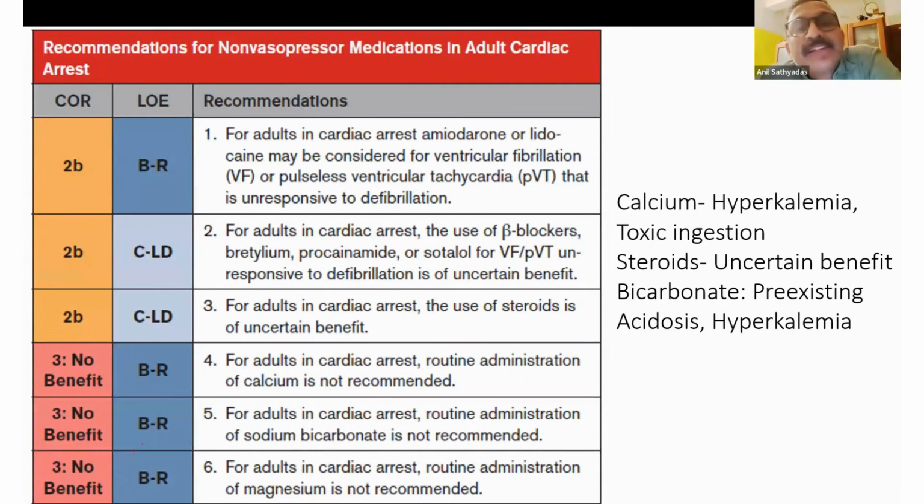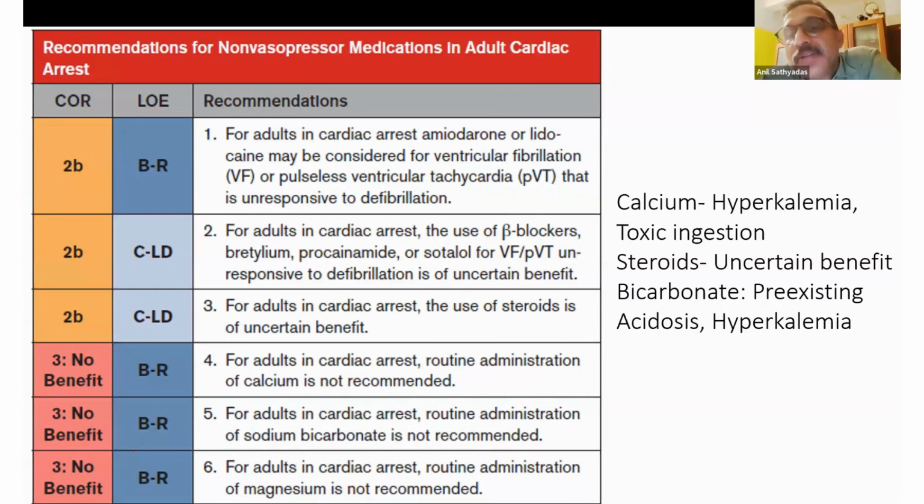Then we come to other drugs like calcium. Calcium you can give for hyperkalemia because it acts as a physiological antagonist. Calcium gluconate. For hyperkalemia as well as for toxic ingestions like calcium channel blockers and beta blockers, you can give calcium to counter that. And steroids are not recommended. They have very uncertain benefit in cardiac arrest. I think steroids are very commonly one drug that we give, though not with evidence.